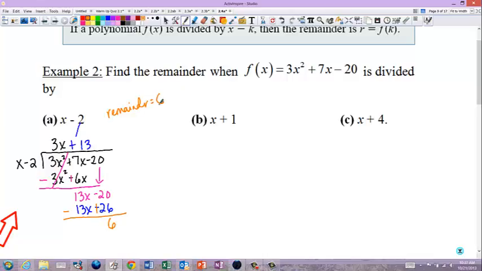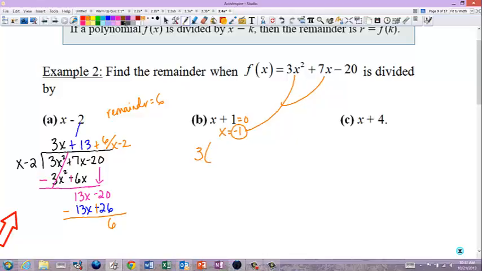is 6. Now, on the other question, if it had asked us to write it in that summary statement, it would be plus 6 over x minus 2. So it would be 3x plus 13 plus 6 over x minus 2. Now, the remainder theorem says that if you fill in what your answer would be, like if I set it equal to 0, I would get x equals negative 1. If I fill the negative 1 in, everywhere there's an x.